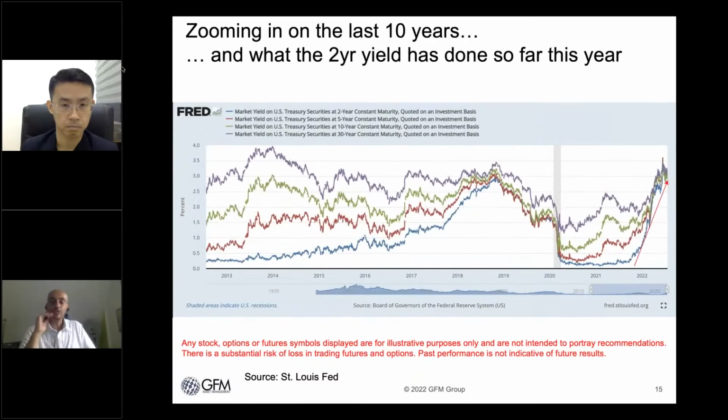Now, if we zoom in more specifically on the past 10 years, this is what the 2-year, 5-year, 10-year, and 30-year look like. And I mention these because these are the 4 points you can trade with these micro yield futures. For much of the early part of the 2010s, we saw your typical steep curve. Short-term interest rates were almost 0, long-term interest rates were bouncing between 2.5 and 4, and they went up and down for a period of time.